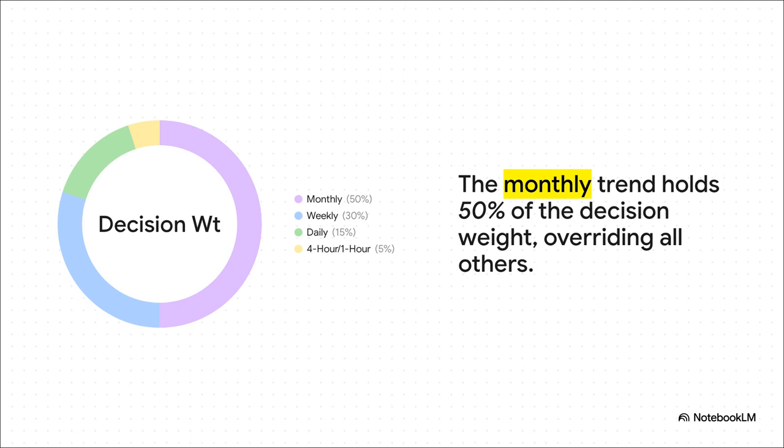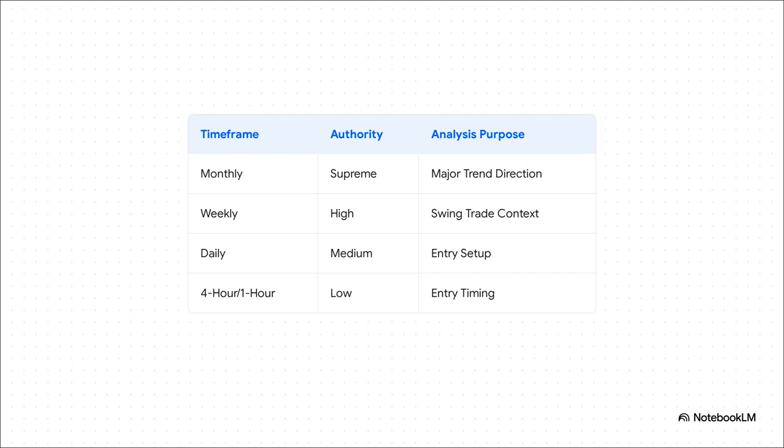So, look at the monthly chart. It holds a massive 50% of the authority. You can think of it as the CEO of your analysis. What it says goes, period. As we move down to the weekly, daily, and then the hourly charts, you can see that authority gets smaller and smaller. You see, pros use each time frame for one very specific job.